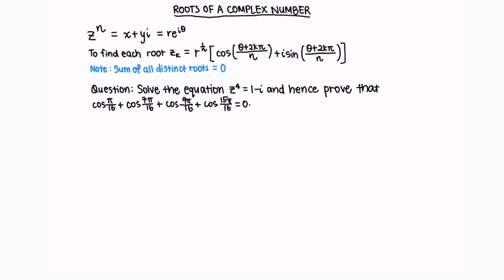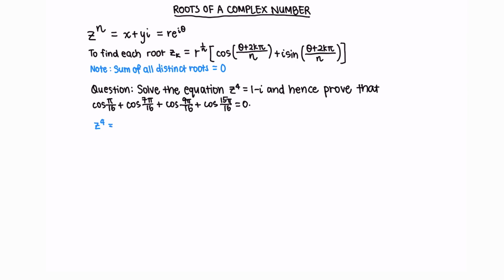Okay, let's move on to roots of a complex number. So earlier, we had roots of unity. Now we have z to the power of n not just equal to 1, but equal to a complex number in the form of x plus yi or r e to the power i theta. So again, let's just ignore this bit. Let's do the question. Solve the equation z to the power of 4 equals 1 minus i.